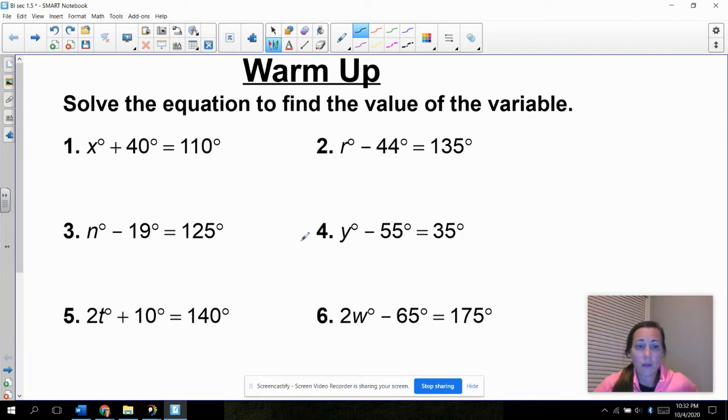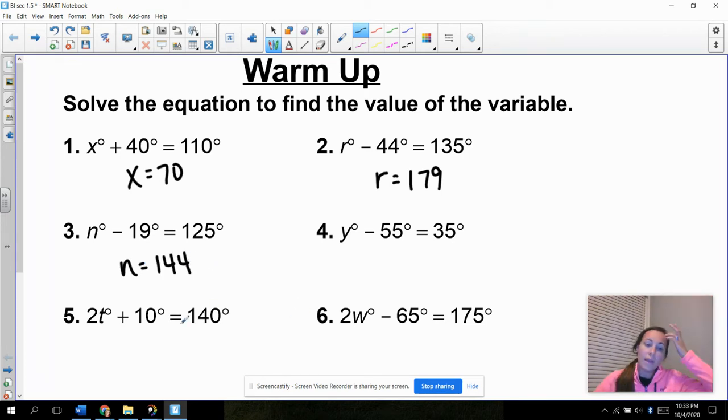The solving process, however, should be the same. So for this first one, you would still minus 40 over, and you would get X equals 70. Same thing here. You would add 44 over and get R equals 179. You would add 19 over and get N is 144, okay, and so on.